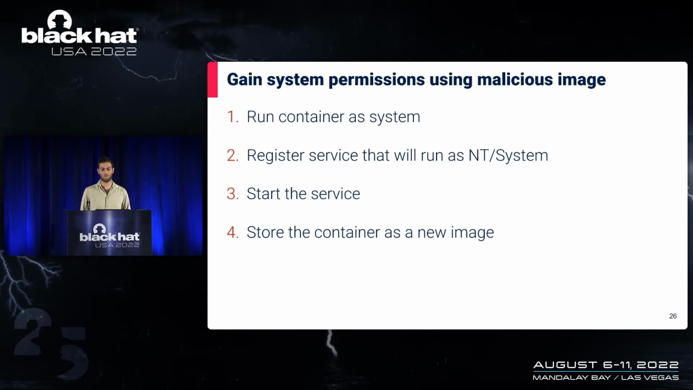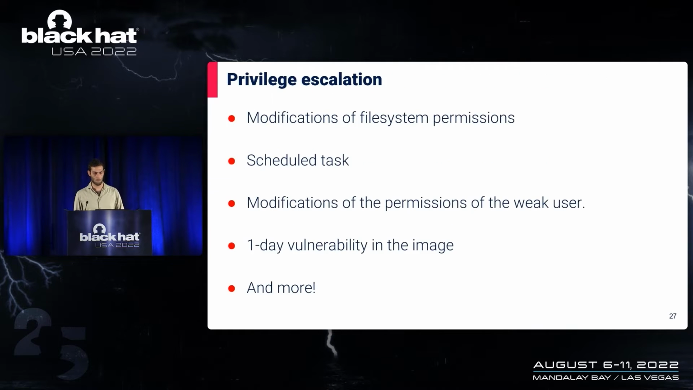In order to craft a container image that will always run as system, we can follow 4 simple steps. First, start a container in our lab with system permissions. Then we will create a service that will run as system, start it, and convert the container into a container image so that it will be possible to deploy it again.